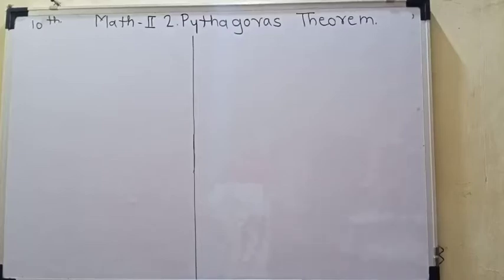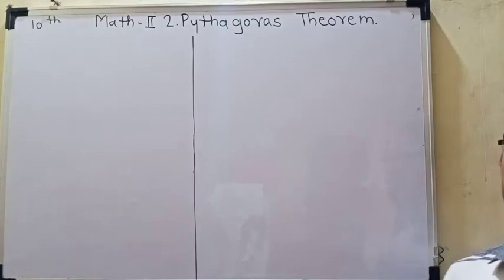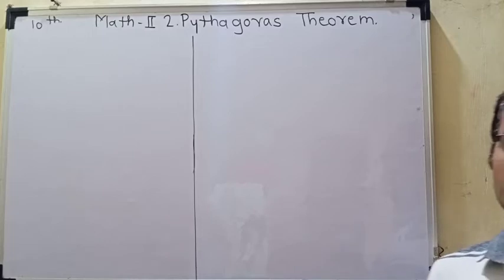Now let us see the second chapter of Math, which is Pythagoras Theorem. What is Pythagoras Theorem? In a right angle triangle, the square of the hypotenuse is equal to the sum of the squares of the remaining two sides. This is the Pythagoras theorem.